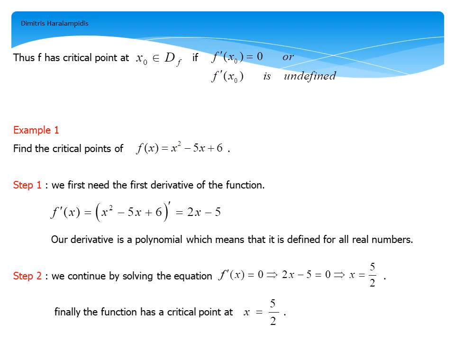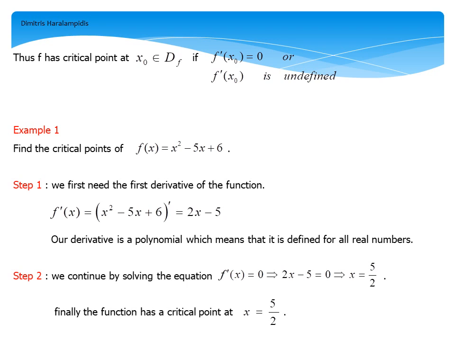Example number 1. Find the critical points of f of x equal x squared minus 5x plus 6. In the first step, we need the first derivative of the function. Hence, by applying the derivative rules, f prime will be equal to 2x minus 5. Our derivative is a polynomial, which means that it is defined for all real numbers.